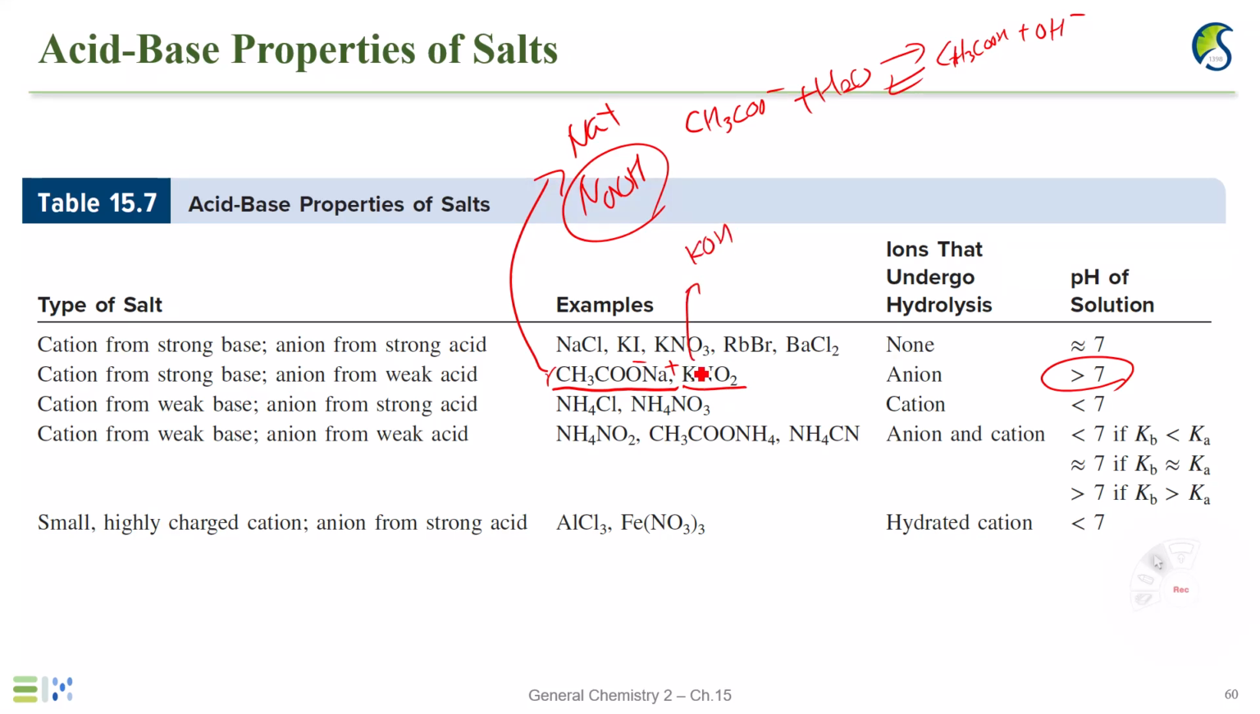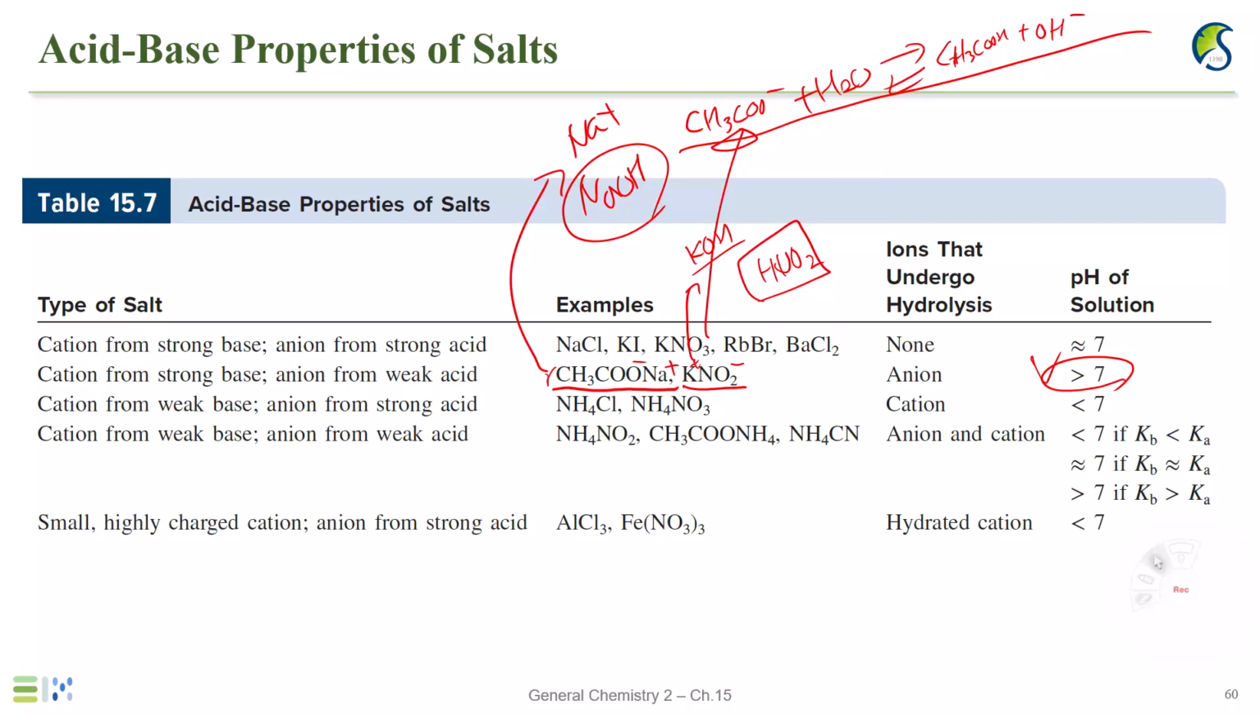KOH, K plus, KOH is a strong base, so K plus doesn't do anything. But NO2 minus is from HNO2, and you know HNO2 is a weak acid. Don't be confused with HNO3. HNO2 is a weak acid. So NO2 minus does something in the same way as this to generate OH minus. So the solution with KNO2 also becomes basic. Okay.